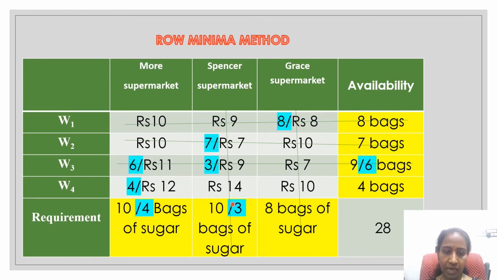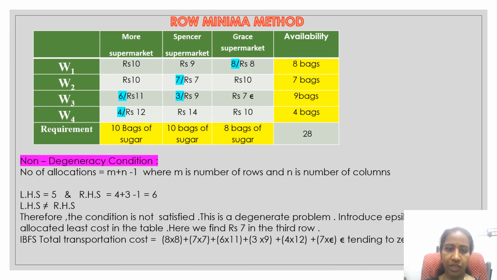Coming to the last allocation now. So 4 bags are left here. So I can make my last allocation, which is 4 here, so that it gets satisfied. Once the allocation is made, we need to check whether our allocations are correct. So I'm checking now. 8 bags, 7 bags, 6 plus 3, 9 bags, 4 bags here. So row wise it is correct. Column wise it is 10, 6 plus 4, 10, 7 plus 3, 10, 8 bags of sugar here. So the allocations are correct.